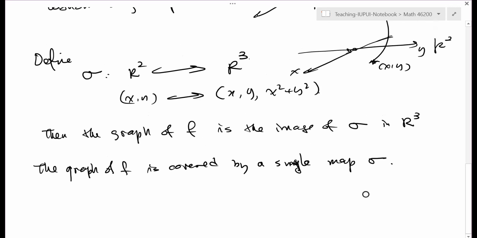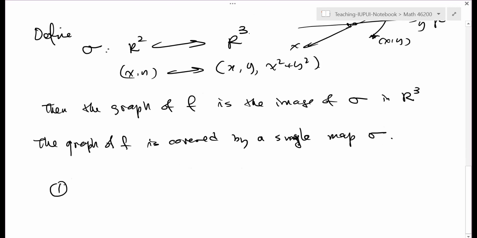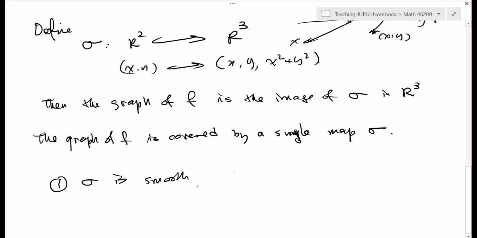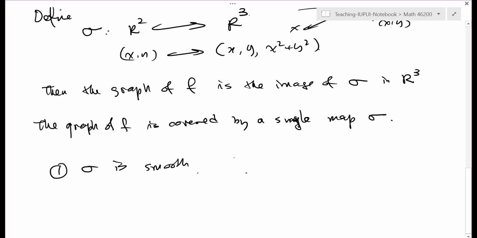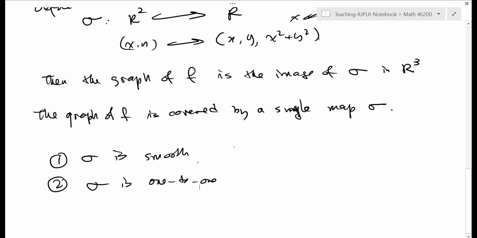Smooth, the first one. Smooth means differentiable, as many times as you want. Second, sigma is 1 to 1, so you don't get a self-intersection point. Different points are sent to different points in the space.